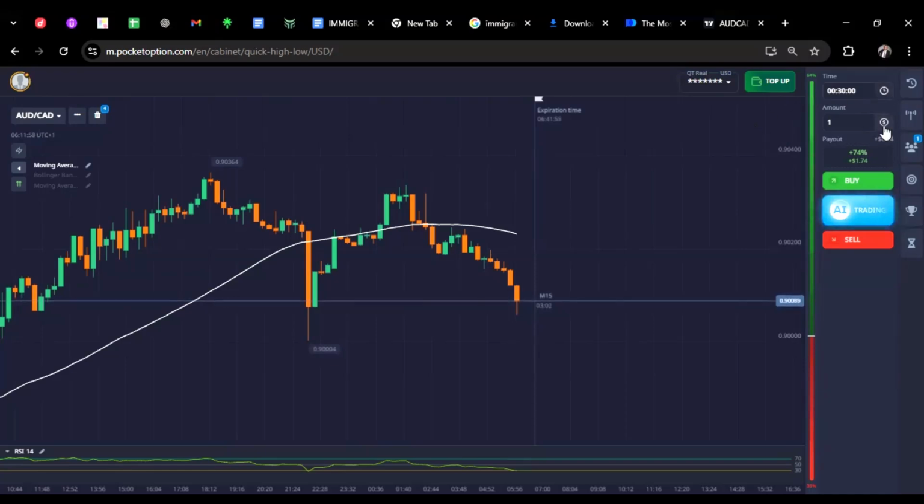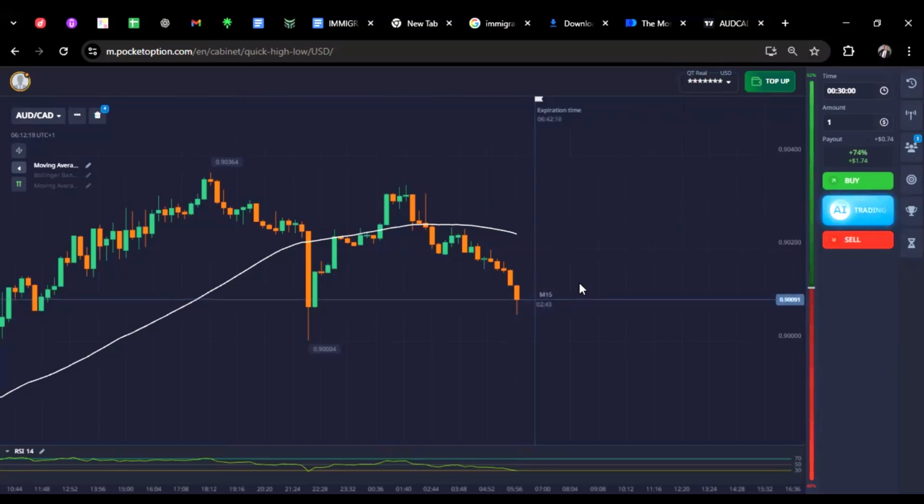Then another one is your percentage, right? You click the dollar. Let's say if you don't want to, you want to trade by percent. So let's say you want to risk like 5%, change the dollar sign to percentage, and you're good. All right. That is basically it for the Pocket Option interface, right?